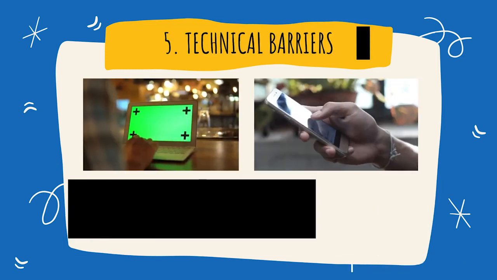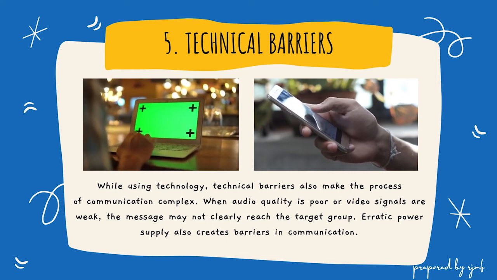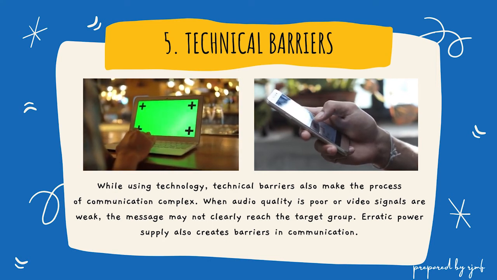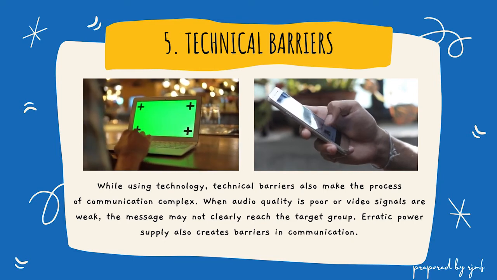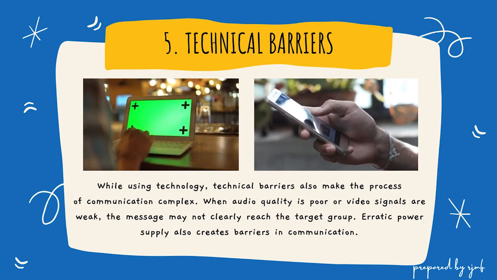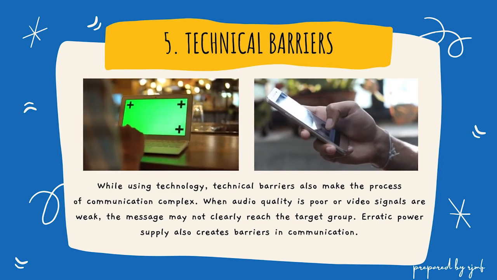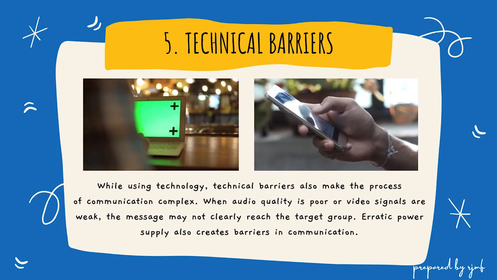We also have technical barriers. While using technology, technical barriers also make the process of communication complex. When audio quality is poor or video signals are weak, the message may not clearly reach the target group. Erratic power supply also creates barriers in communication.